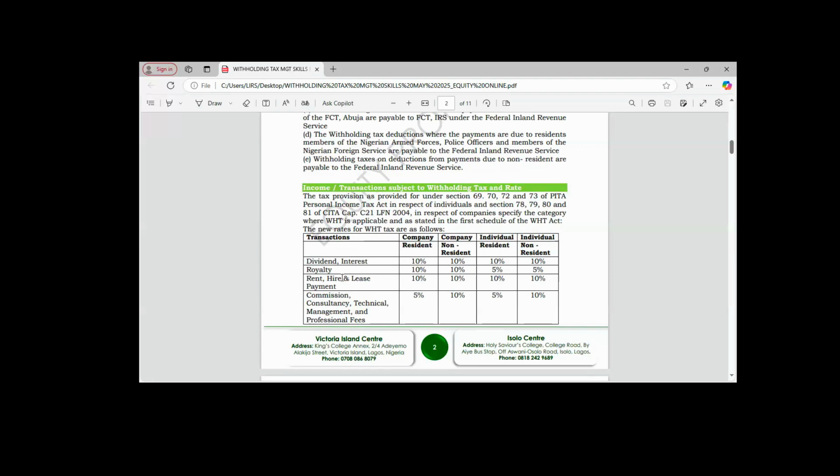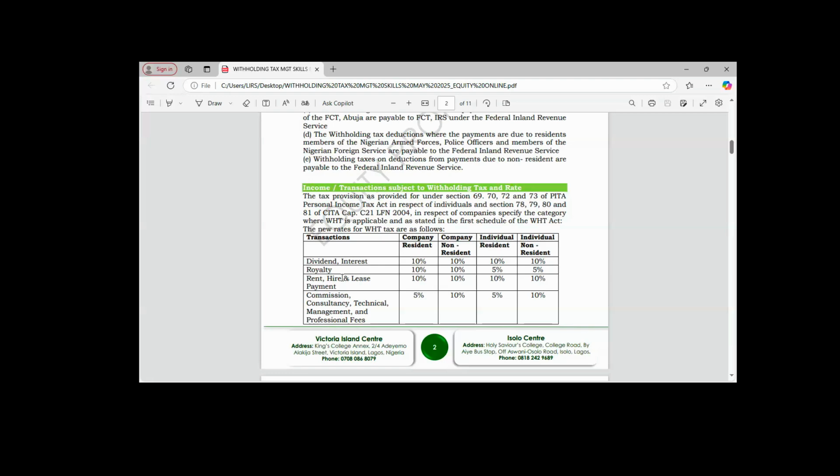This hire of motor vehicles: there are some companies whose major activity is to provide a fleet of cars. They provide fleets of cars as well. Logistics, that is what they do. So when you hire from them, you are expected to deduct withholding tax.